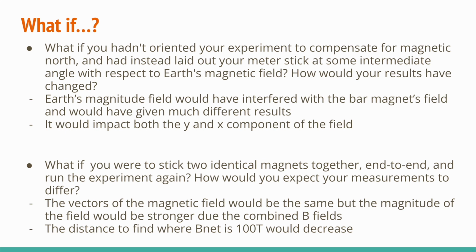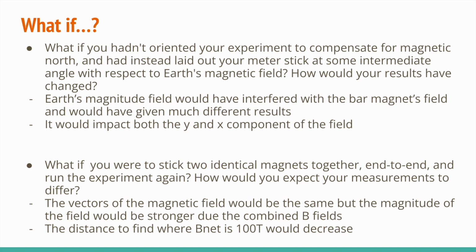So what if I hadn't oriented the experiment to compensate for the magnetic north and instead laid out the meter stick at some intermediate angle with respect to Earth's magnetic field? Well, Earth's magnetic field would have interfered with the bar magnet's field and would have given much different results. It would have impacted both the y and x components of the field.